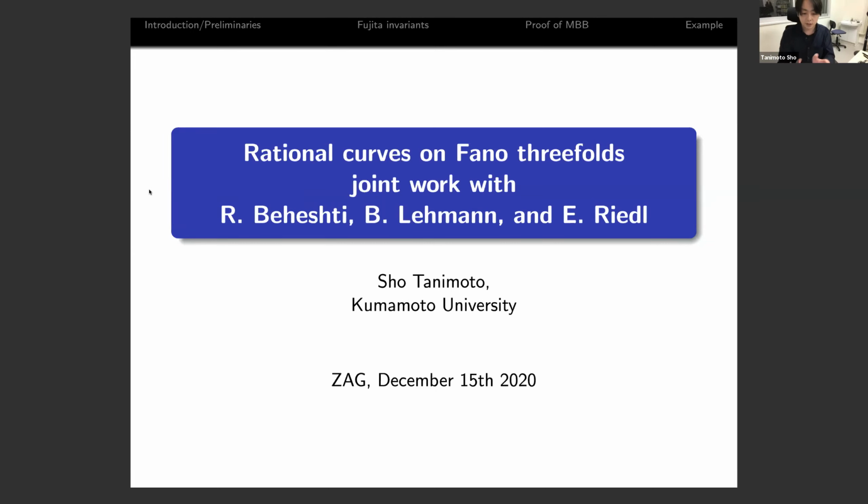So this is something I'll talk about. The techniques are algebraic geometry, but the methods are inspired by arithmetic geometry and Manin's conjecture. That's the idea of this talk. All right, so maybe let me start here.